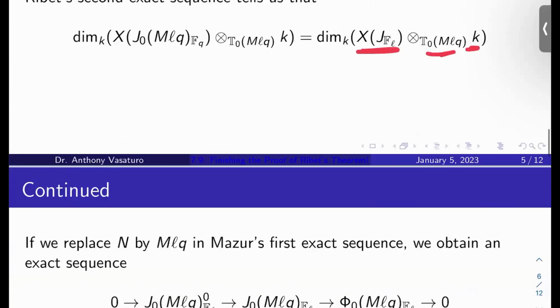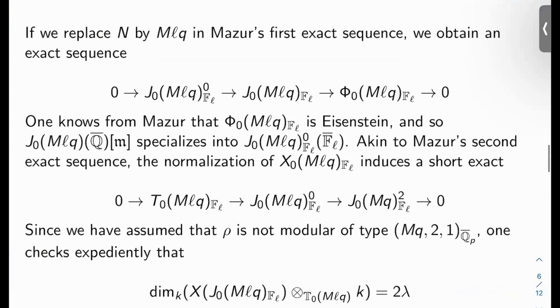Go to Mazur's first exact sequence and replace N by MLQ. I'll let you go back up and read that exact sequence. Here's what you get. You get 0 to J0 MLQ connected component at the identity mod L to J0 MLQ mod L to phi 0 MLQ mod L to 0. You also know from Mazur's work that this guy is Eisenstein, which I defined last video. So that means away from the level, Hecke operators act as the prime index plus 1.